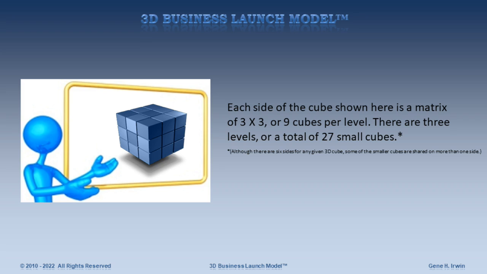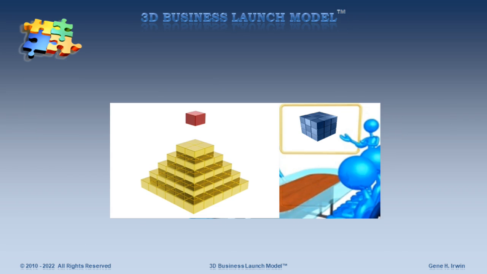So as I mentioned, each side of the cube shown here is a matrix of 3 by 3 or 9 cubes per level. There are 3 levels, or a total of 27 small cubes. Think of that as 27 different people in your company, or 27 different departments, or maybe even 27 different divisions, each of which has 20 or 30 departments. It can get very complex very quickly, but it all starts with one department, you. You're the person who has to make this work, and we're here to help you to succeed in all that you're trying to accomplish.